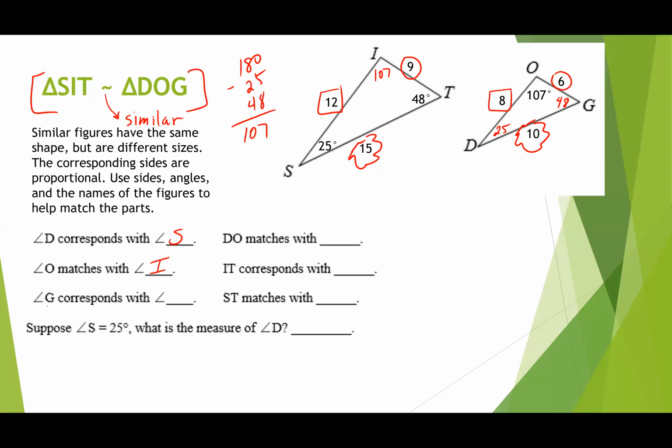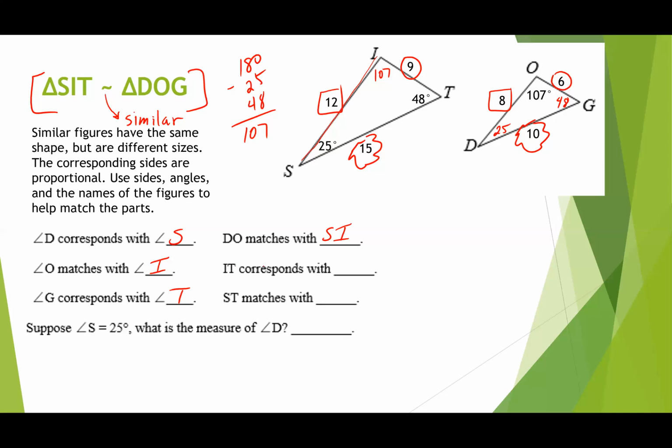G is going to correspond with T. You can use the names, you can use the pictures, whatever they give you. You can also do the sides too. DO. Well, DO is 8. That's our medium side, right? So go over here. What's our medium side over here? 12. And so what two letters does it go between? SI.